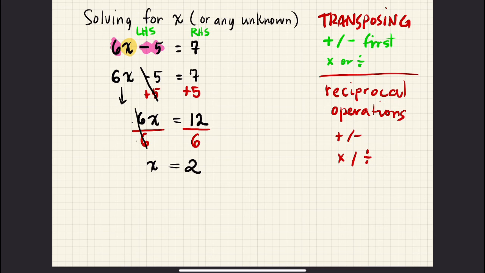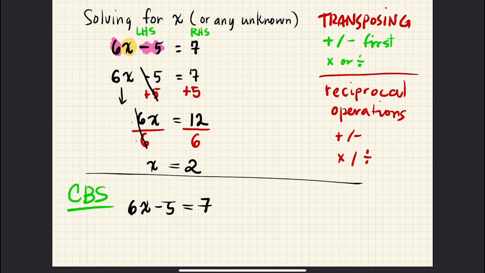Now, the next thing you have to do is check by substitution. Check by substitution is the same as solving by substitution, except here you're trying to check if your calculations are correct. To do that, you need to go back to the original equation, 6x minus 5 equals 7. Then you check by substitution. We know x is equal to 2. So substitute: 6 times 2 minus 5 equals 7. 6 times 2 is 12, minus 5 equals 7. 12 minus 5 is 7, equals 7.